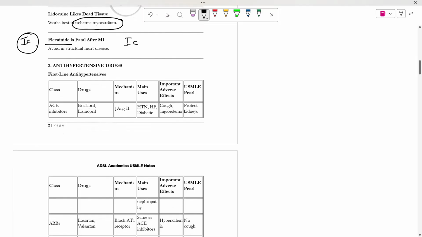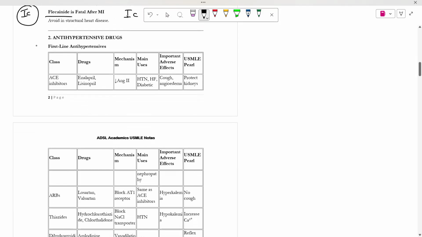Yeah. So now we will take antihypertensive drugs. Just give me 1 second.